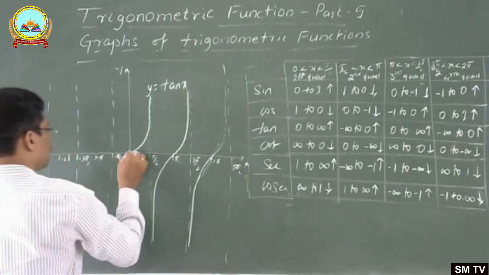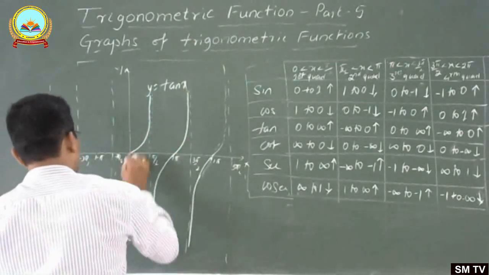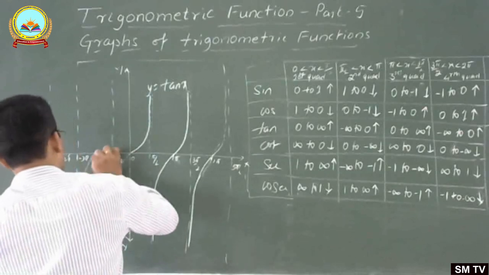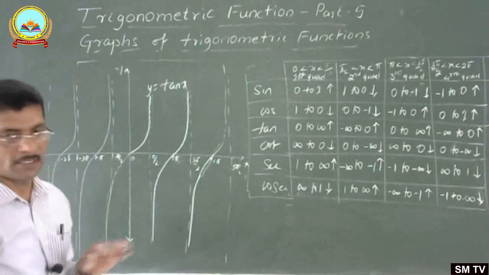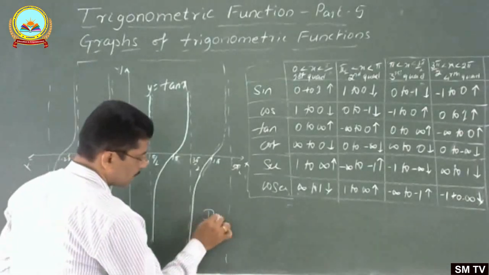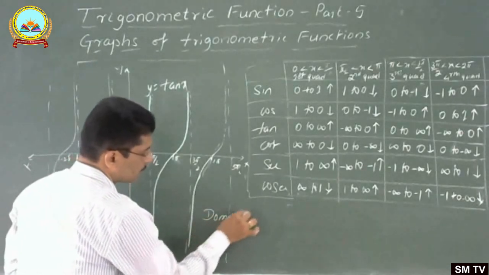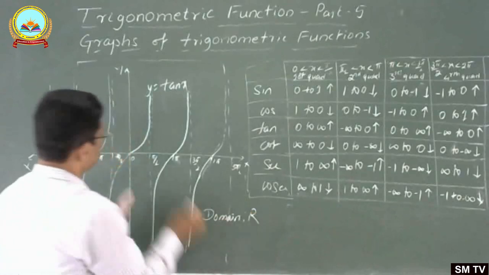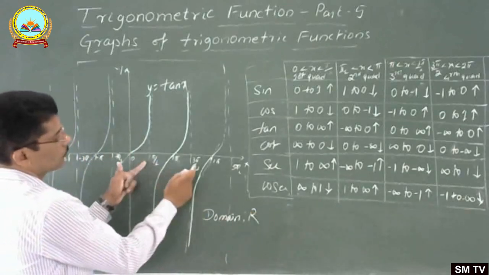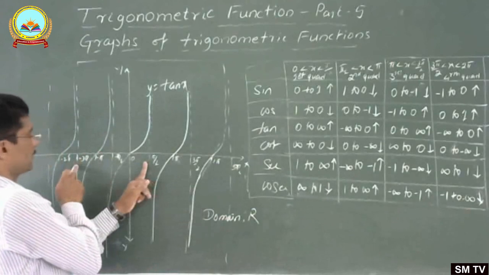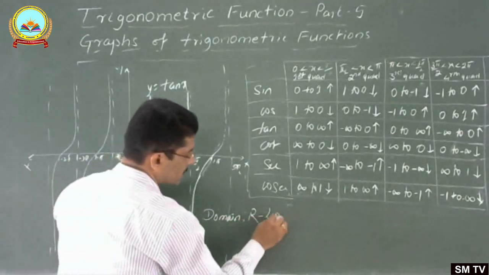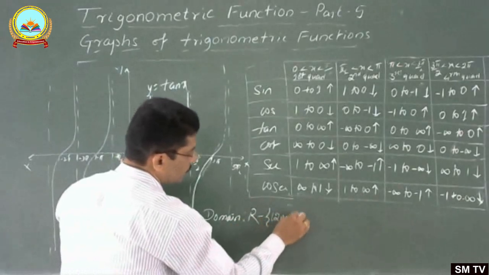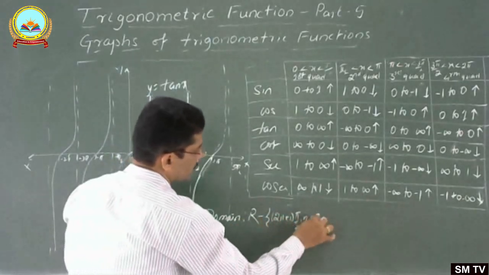The left-hand side of 0 is also like this; this is also the graph of the tan function. Here also, what is the domain? The domain of the tan function is the set of all real numbers except odd integral multiples of pi by 2: pi by 2, 3 pi by 2, minus pi by 2, minus 3 pi by 2. Therefore, it is the set of all real numbers except (2n plus 1) times pi by 2, where n belongs to the set of integers.